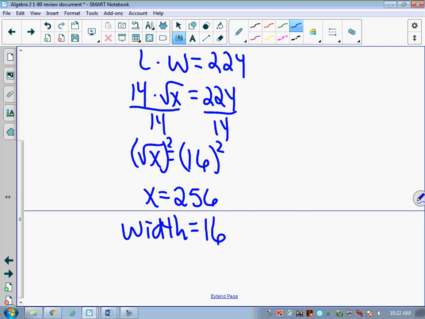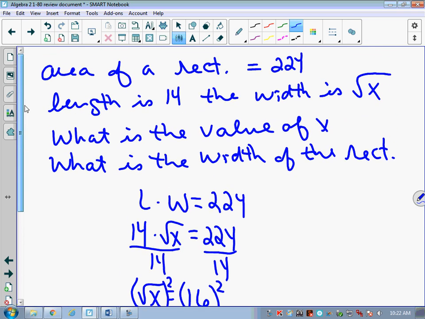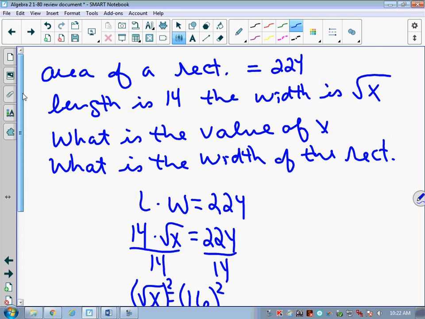16. Okay, because otherwise, if you say that the width is 256, then you're saying 14 times 256 equals 224. It doesn't, right? But what is 14 times 16? Is that 224? Check it. Okay, so it equals on both fronts. All right, we double checked our answer. That's the question, very similar to the question on the test. Okay? All right, can you do that? Great.